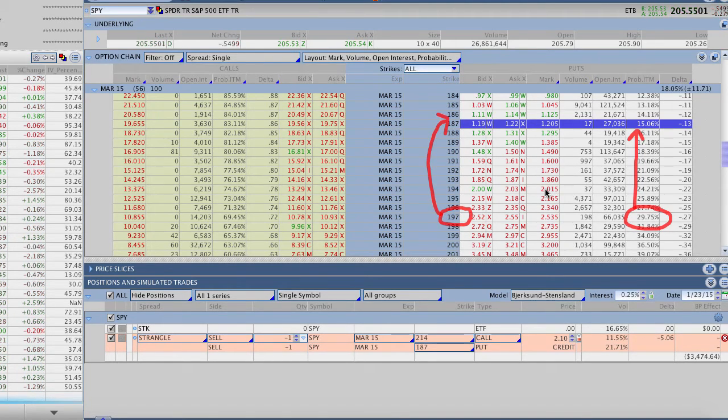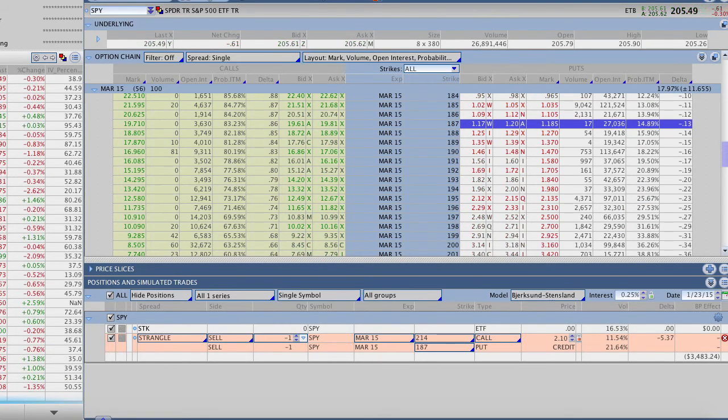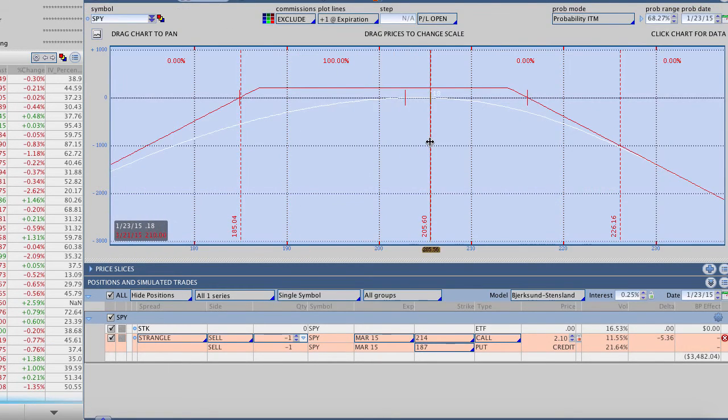So let's say that the stock does drop $10 from where it's at right now, which is 205. We're just going to move this over here and drop this $10 all the way down to 195. So let's say the stock moves down to about 195, which is about here. Now the stock is challenging the put side of our trade. Now this side of the trade is starting to win money.